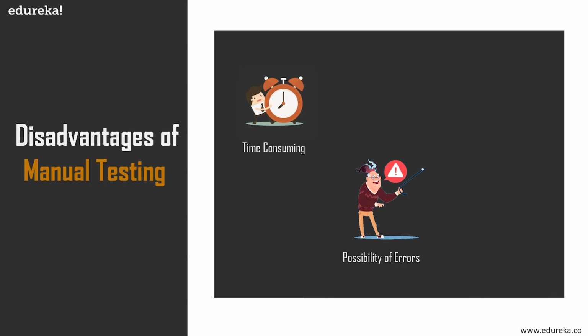And there's a high possibility of errors in manual testing. That's because manual testing is dependent on humans, and there's a high possibility of errors because of that. The testing results will be as good as the tester performing the test.